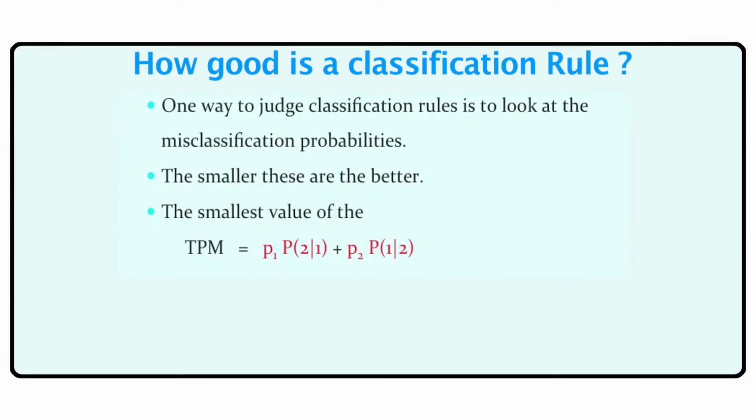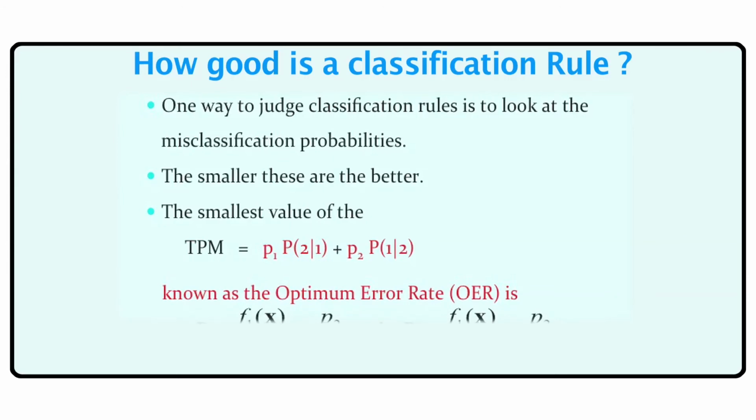So what we need to do here is find the smallest value of the total probability of misclassification. Remember that it is given by P1, the prior probability for the first group, times P(2|1), the probability of misclassifying an individual from the first group into the second, plus P2, the prior probability for being in the second group, times the probability of misclassifying an individual from the second group into the first group. And we need to find the smallest of these TPM values.